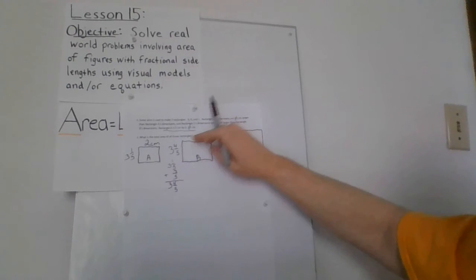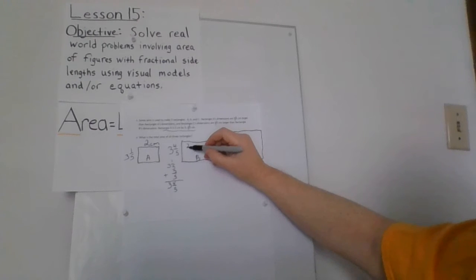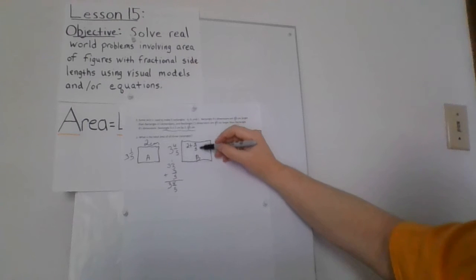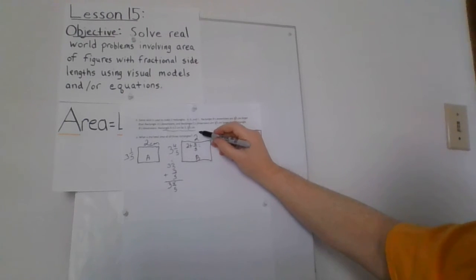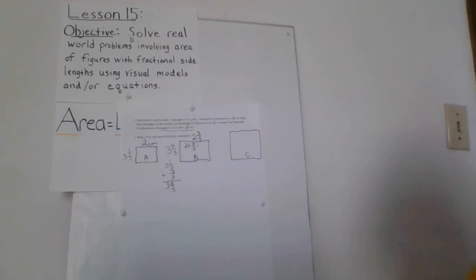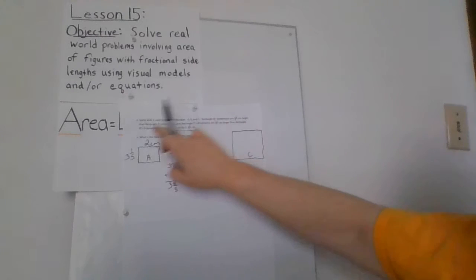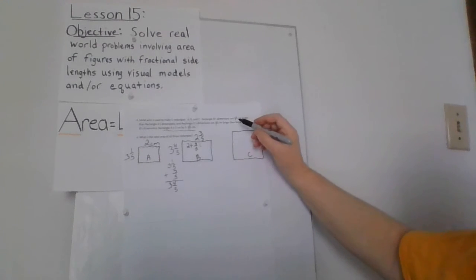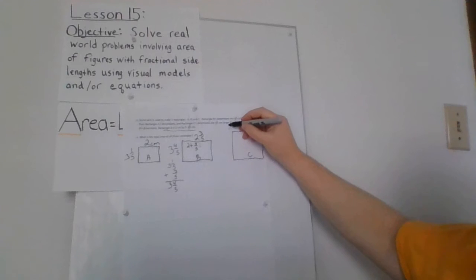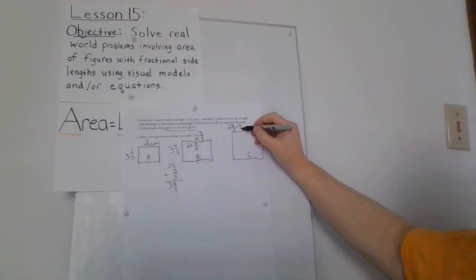Now I have to do the same thing to the top. To the top, I have to add the 2 plus the 3/5. And when I add 2 plus 3/5, I end up with 2 3/5. So now I have my length for B. I'm going to do the same thing for C. C says I have to add 3/5 to B. So B had 2 3/5, and I'm going to add another 3/5.